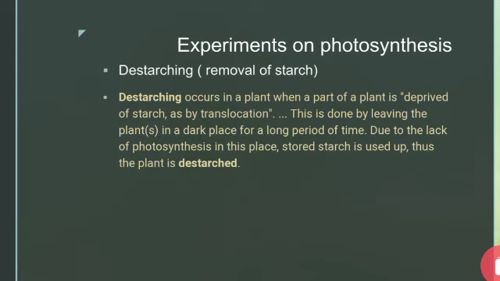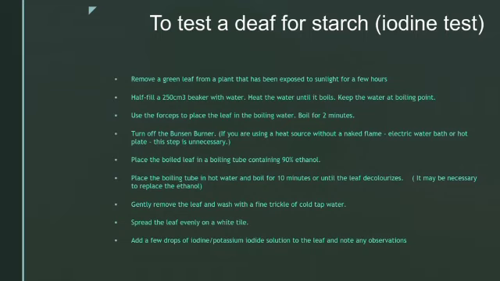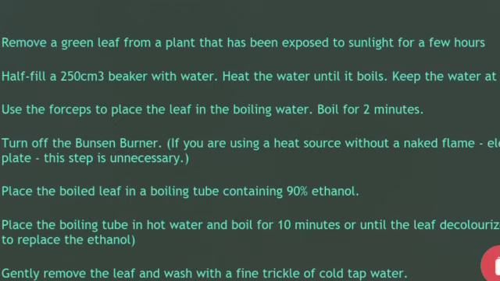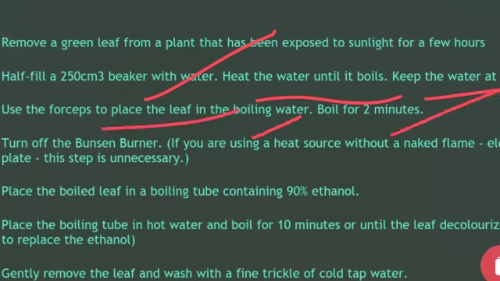Now, starting with experiment 1, that is to test a leaf for starch, which is also known as the iodine test. We take a green leaf from a plant that has been exposed to sunlight for a few hours. Then we take a half-filled beaker of water and heat the water until it boils. Keep the water at boiling point. Use forceps to place the leaf in the boiling water for 2 minutes.